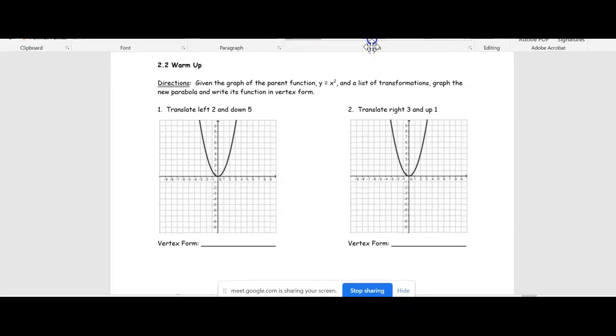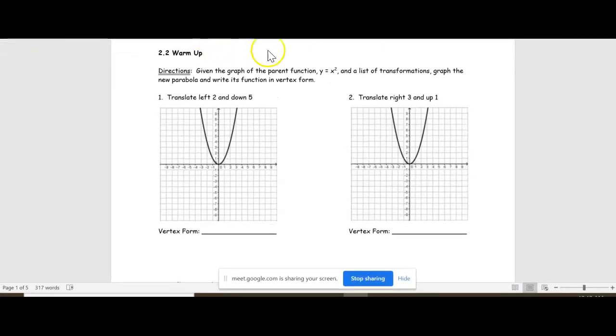All right, so now let's see if we recall this. It says your directions: given the graph of the parent function, so this is the function that we're basing everything off of again, and that's what you're given to look at, and a list of transformations, graph the new parabola and write its function in vertex form here.